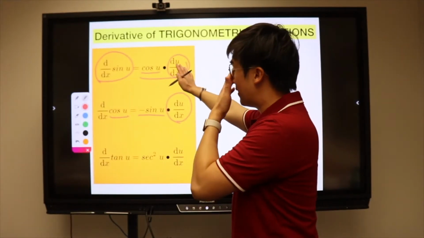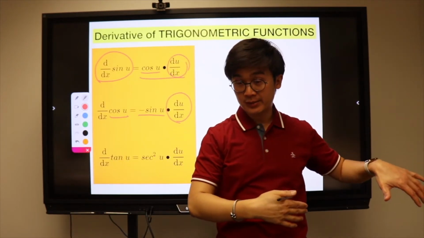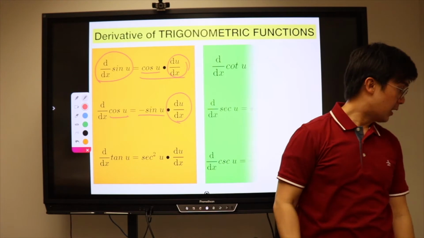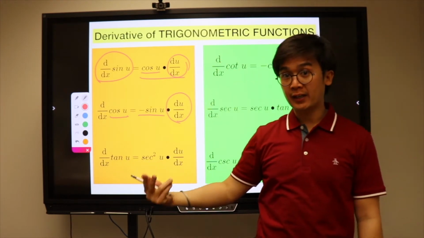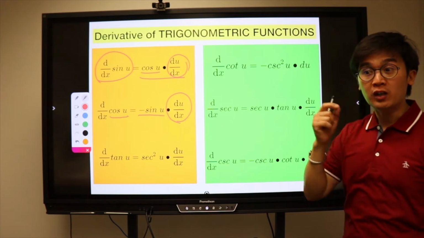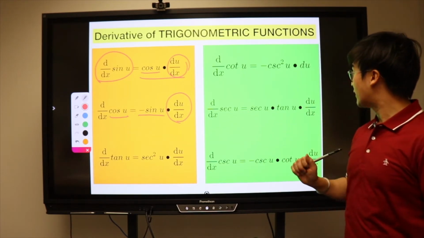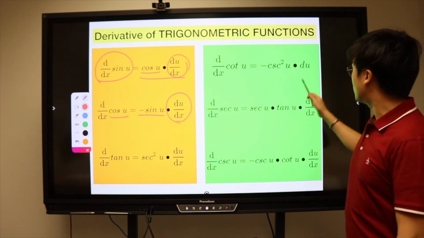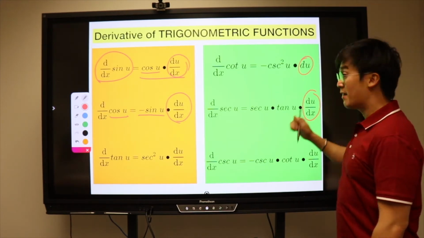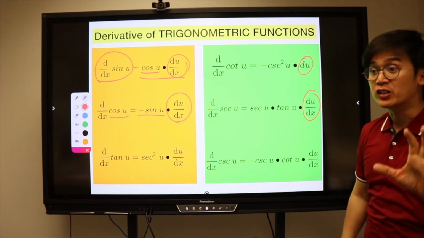And if we have the derivative of sine, cosine, and tangent, we have the derivative of its inverses. And those inverses will be cotangent, secant, and cosecant. So the derivative of cotangent u is negative cosecant squared u du. Derivative of secant u is secant u tan u du dx. Notice that I have two different forms of du and du dx. They are just the same.